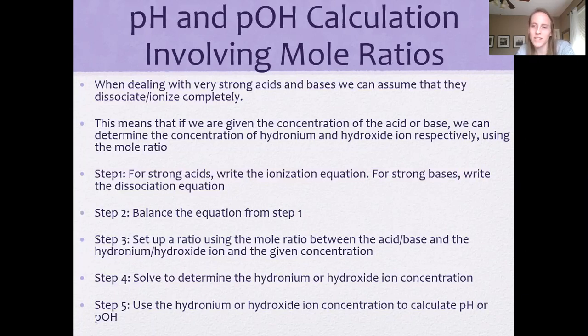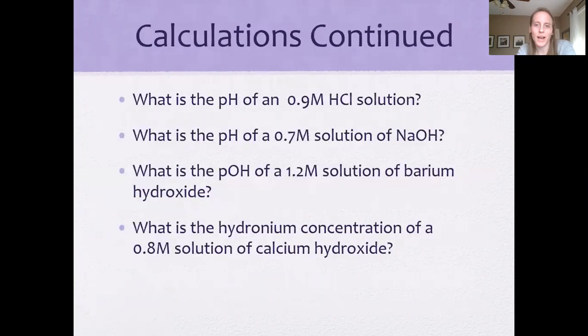So if you have a strong acid, you'll start by writing out the ionization equation. If you have a strong base, you'll start by writing out the dissociation equation. Then, of course, you have to balance your equation, and then you'll just do a mole ratio to convert between the concentration of either the acid or the base, and then the concentration of either the hydronium or hydroxide ion. So then you'll just solve like that. And then once you have your concentration of hydronium or hydroxide ions, you can then use that to calculate either pH or pOH. So there are some calculations that we're going to do with that. I will come back to that in a moment.